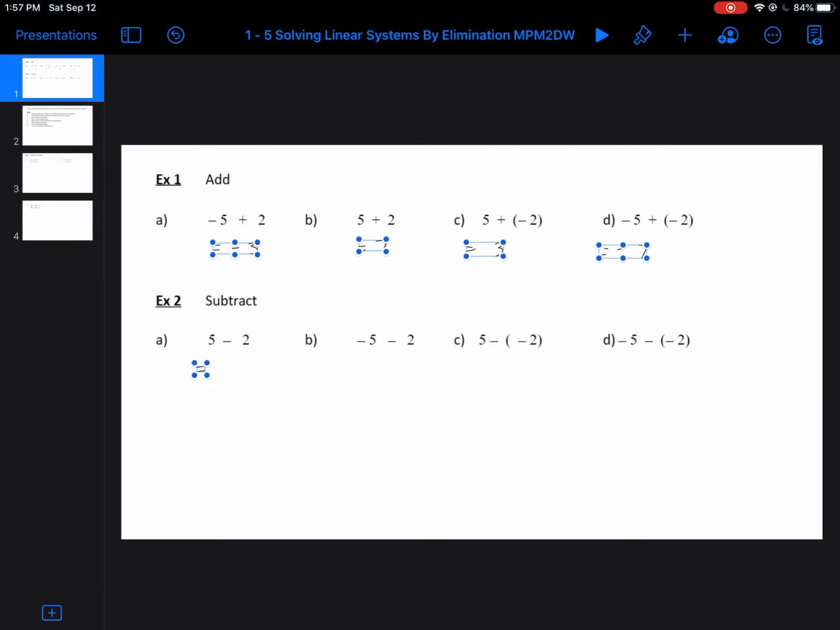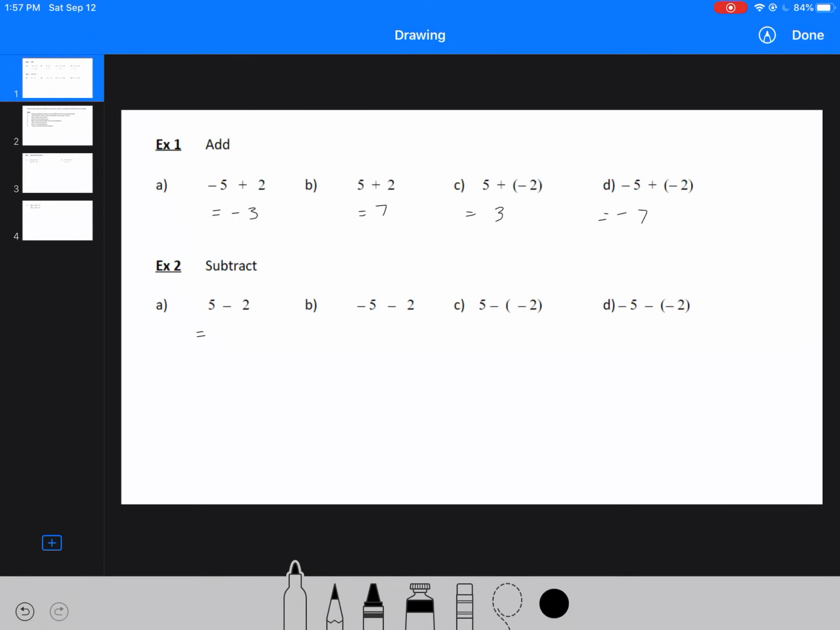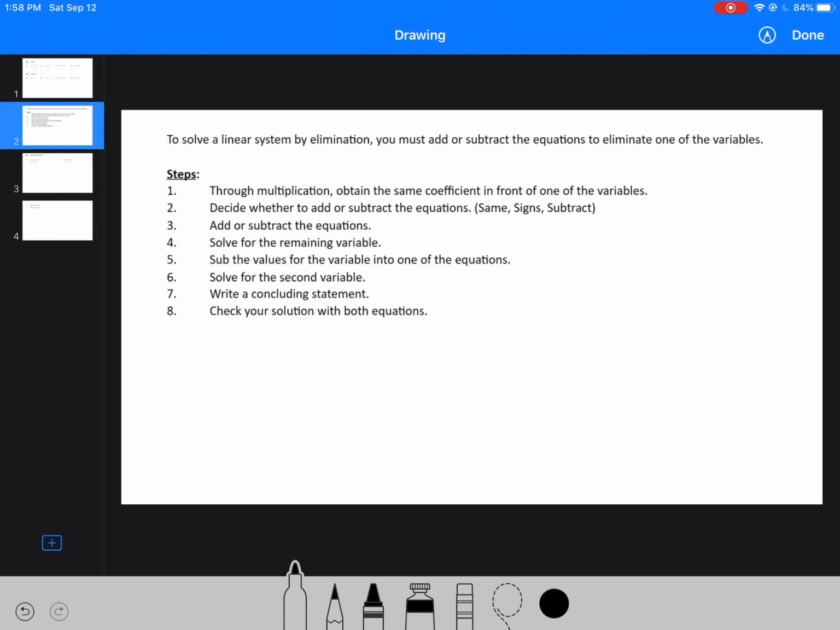So 5 minus 2 is 3. Then we've got minus 5 minus 2, which is minus 7. 5 minus minus 2 is positive 7. And then minus 5 minus minus 2 would be minus 3. Okay, the reason we need to do this is because we're going to be adding terms of an equation together, and it's important to be comfortable with the signs.